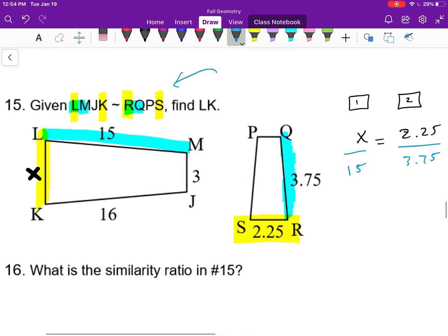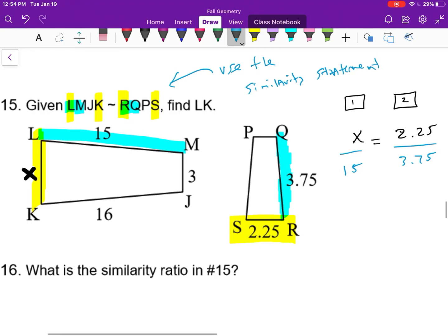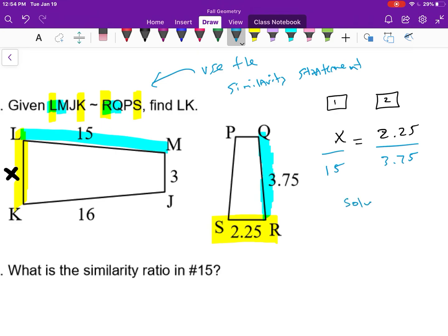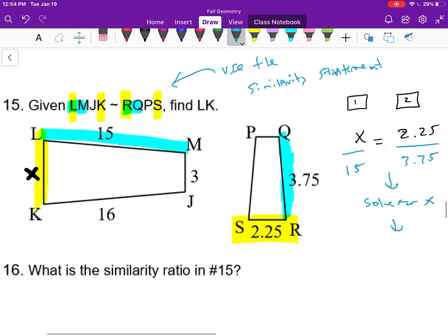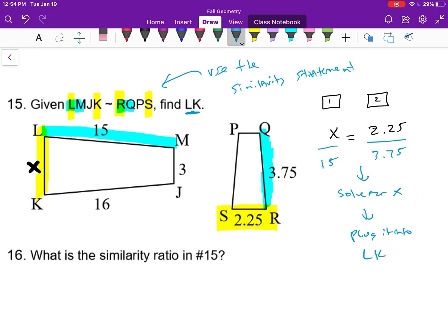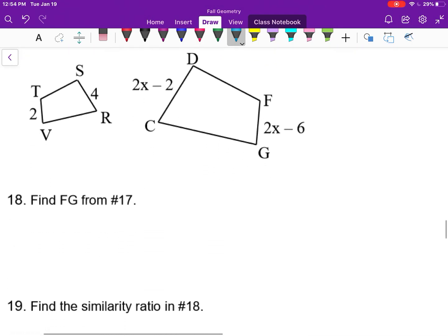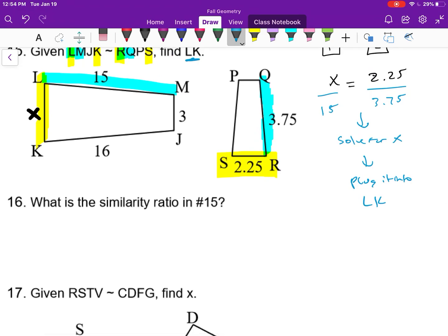So use the similarity statement. Because if you don't use it, then it's going to be hard to set up the proportions. And then solve for x, and if it's asking for LK, you want to go ahead and plug it back in. Plug it into LK, okay? So there you go. That's going to be 15 and a little bit part of 16, okay?